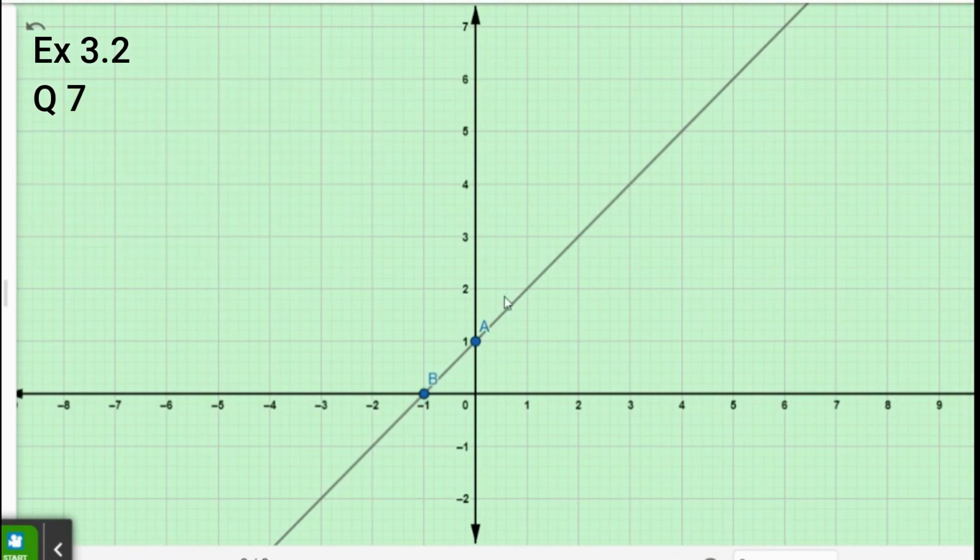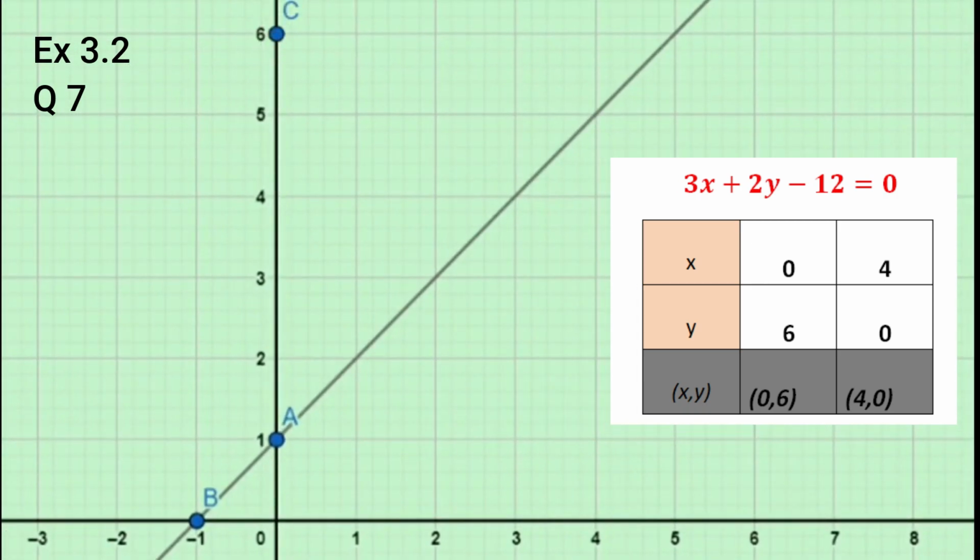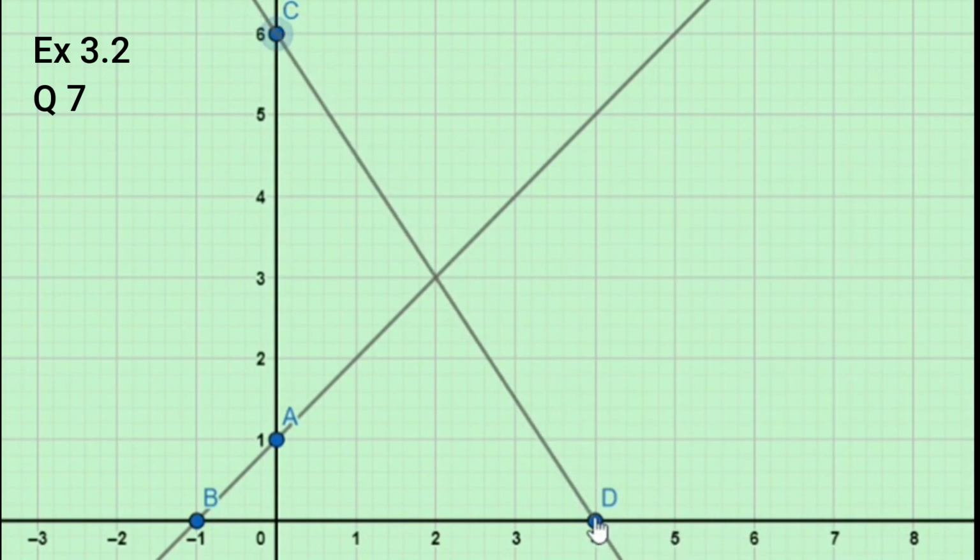Now we are going to draw another 2 points for the next line 3x plus 2y minus 12 is equal to 0. The points are 0 comma 6, which lies on y-axis, and 4 comma 0, which lies on x-axis. Now we will draw a straight line, students, touching C and D.